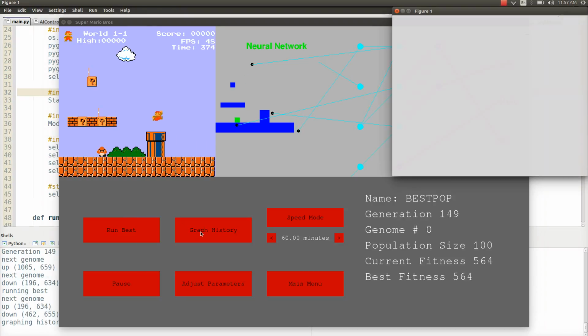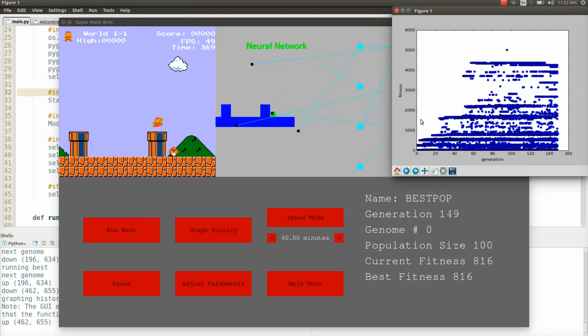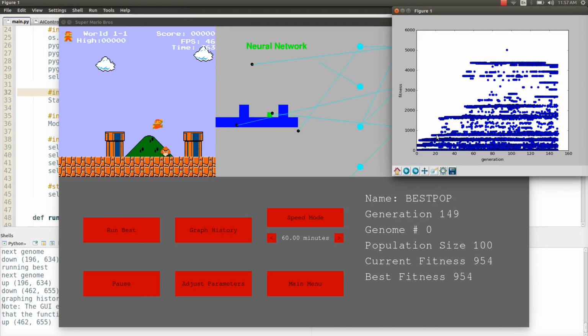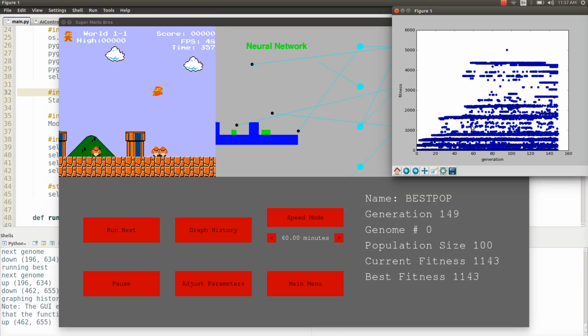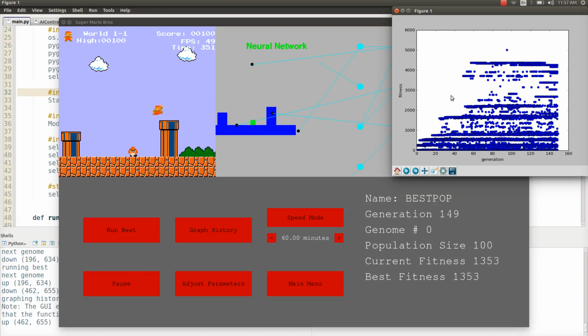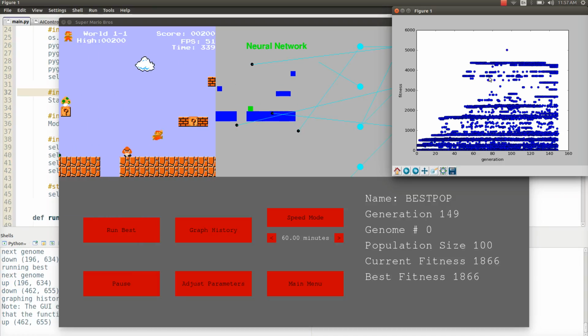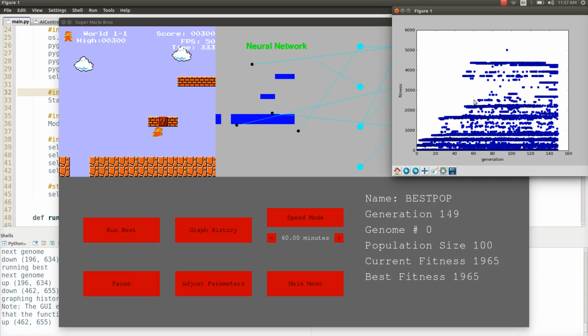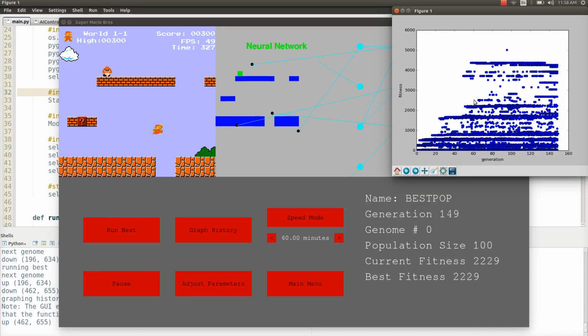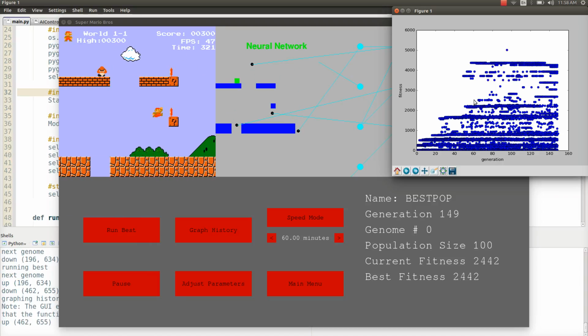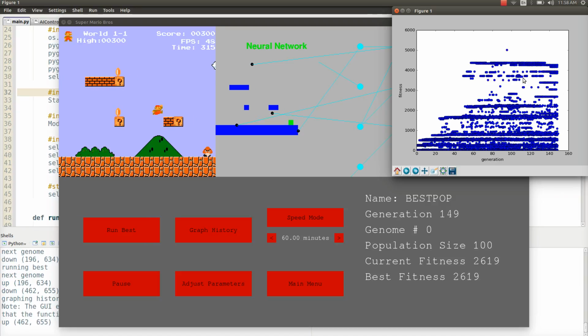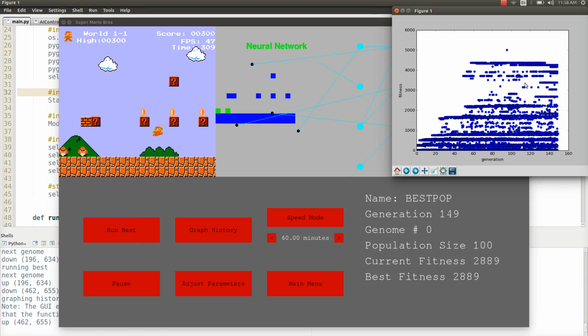And we can also graph the history of this population, and we can see over the generations the increase in fitness of the population as a whole. And you can kind of see bands running through each generation, and this is not by accident. It's representative of the speciation component of the algorithm.